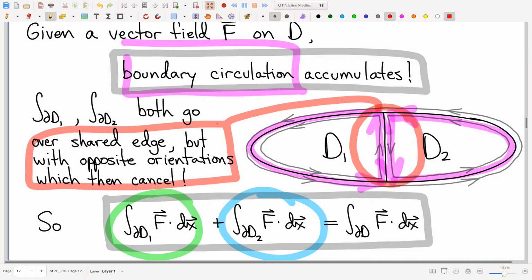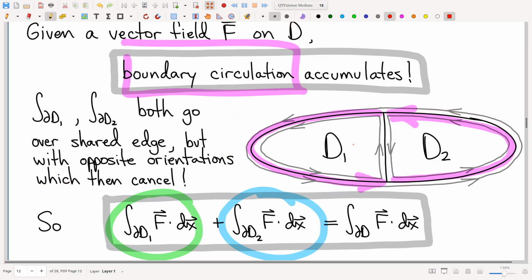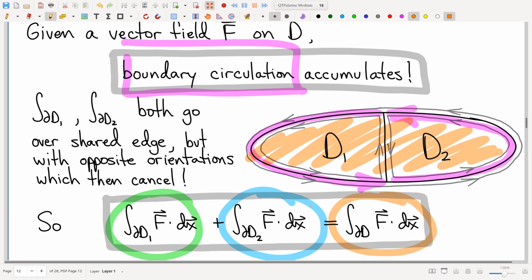So let me just represent that super convenient fact. Because they cancel, I can just get rid of that, and check it out then. What I have left, having gotten rid of the confusing little zero that was in the middle, is that the sum of the parts is the boundary circulation of the whole. So the whole is the sum of the parts, unexpectedly. Everybody good?